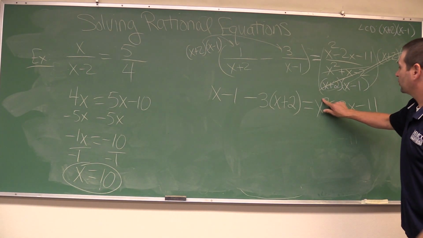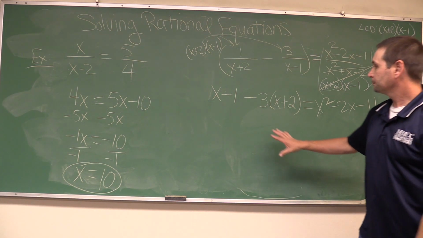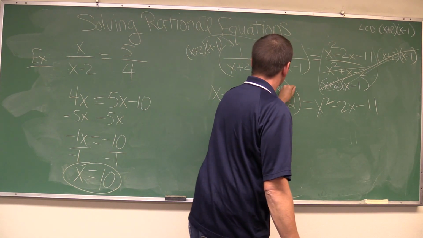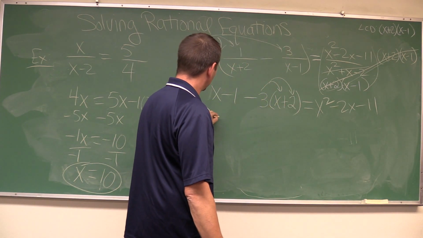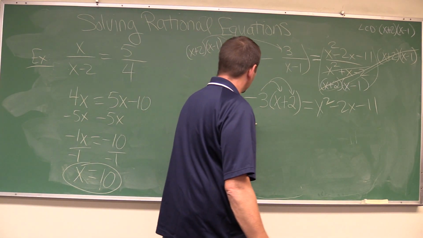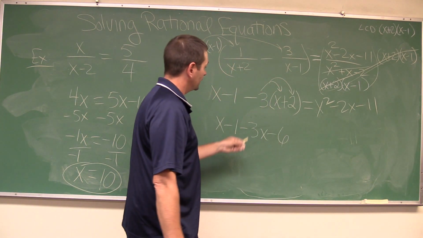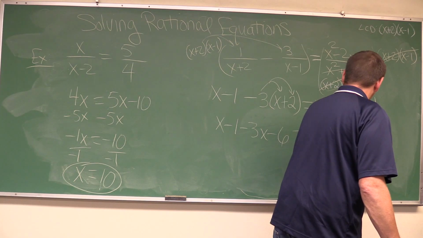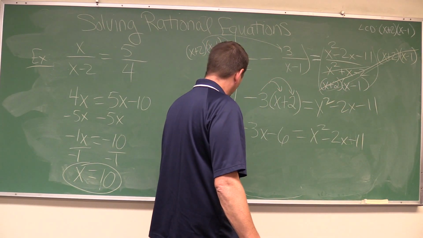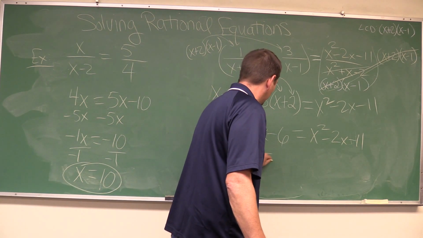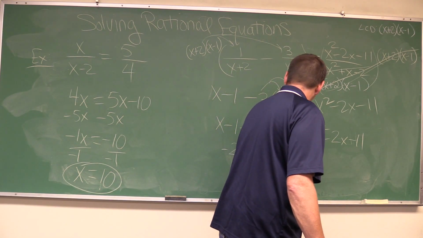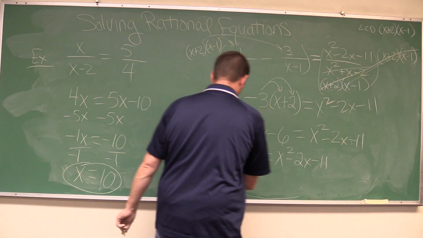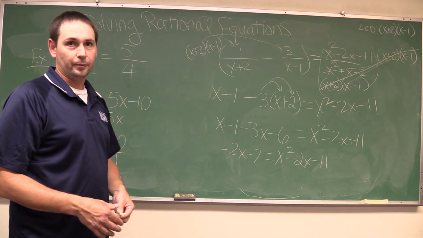Now I'm down to what looks like a quadratic to solve. So let's get this all combined. I'm going to end up with x minus 1 minus 3x minus 6. I distributed my negative 3 to both. I have negative 2x minus 7 is going to equal my x squared minus 2x minus 11. So I have everything simplified on both sides of my equal sign.